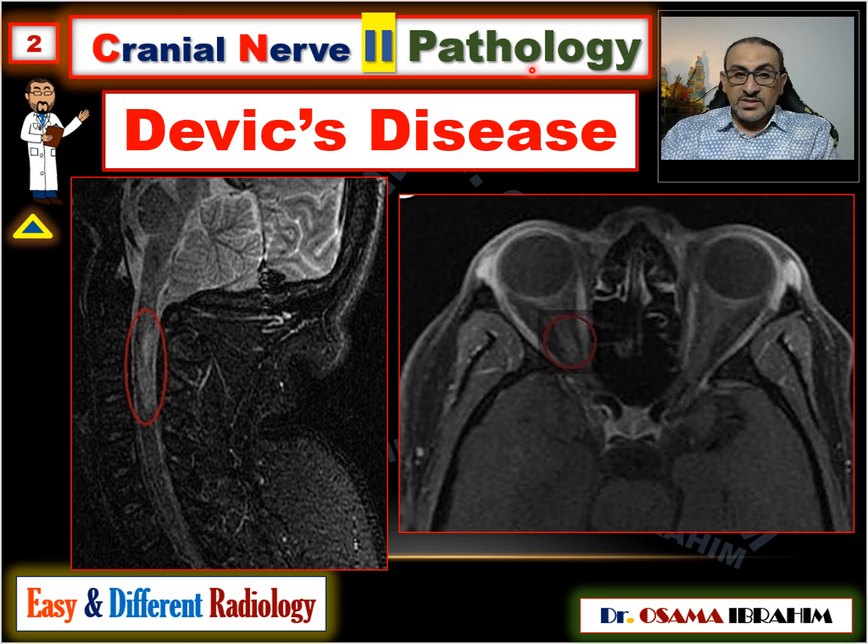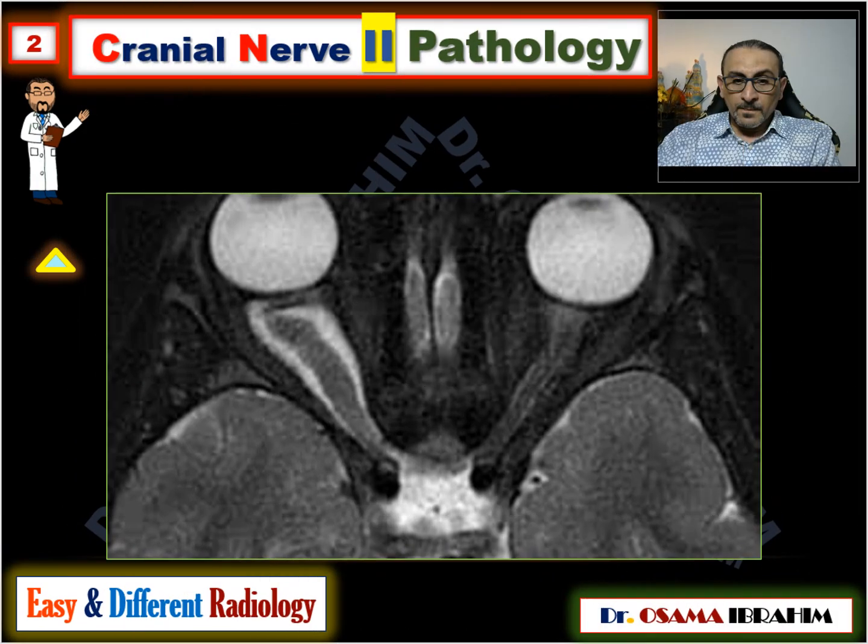How can we confirm Devic disease? If you find these two, you should complete the triad and you should do a lab test for the antibodies of neuromyelitis optica. This is the last case. Look at the optic nerve.